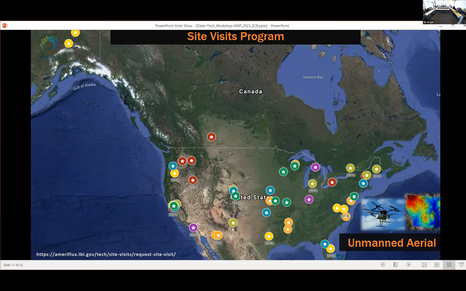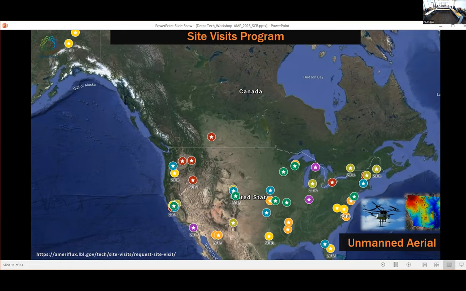Typically, up until COVID, we were trying to do between 6 and 10 sites per year, because it's a pretty intense program, right? Between engaging the site, preparing the visit, 2 weeks on site, processing the data, and writing a fairly extensive report. Each report, with figures, was about 50, 60 pages long. So it's a lot of work, very thorough. Most people find it really, really helpful.